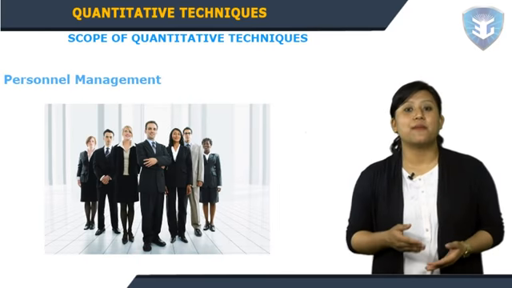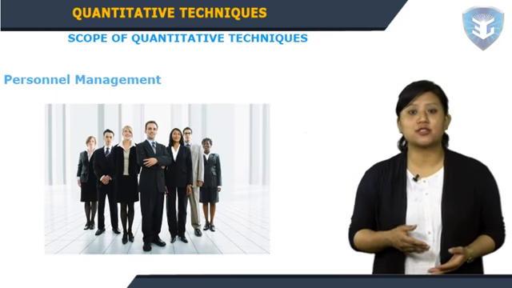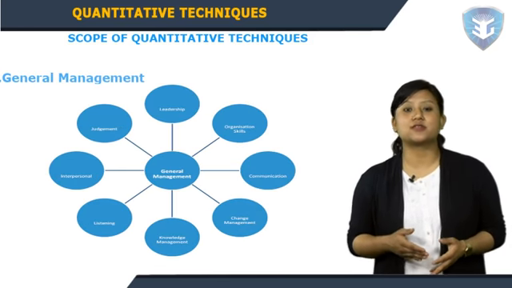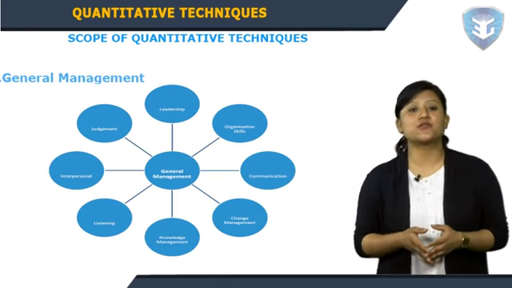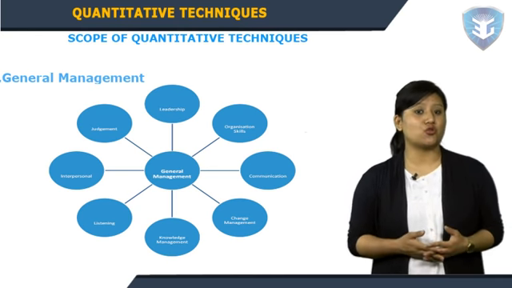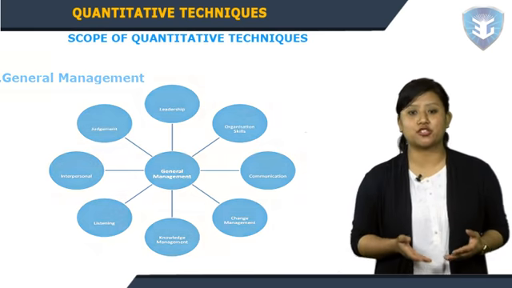Personnel management: manpower planning, resource allocation, staffing, scheduling of training programs. General management: decision support system and the management of information systems, MIS. Organizational design and control, software process management and knowledge management.